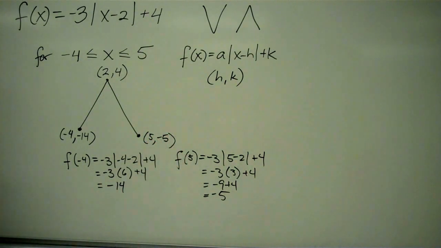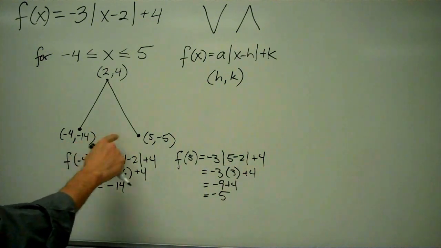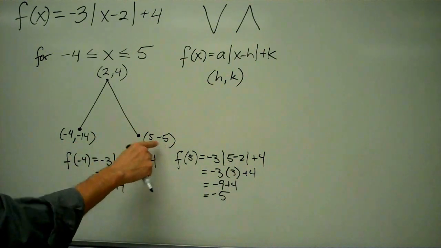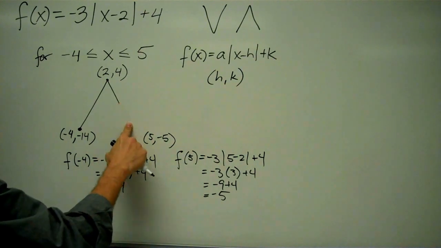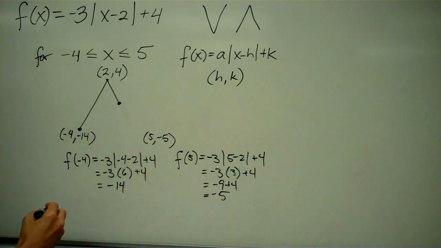Now, what you can tell is that this little sketch that I did here is not very accurate. Negative 14 is a lot lower than negative 5 is. So actually what this should look like is something kind of like that.